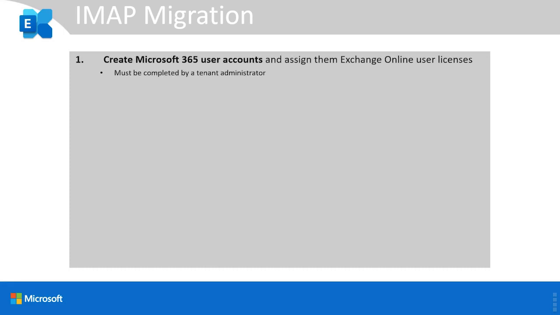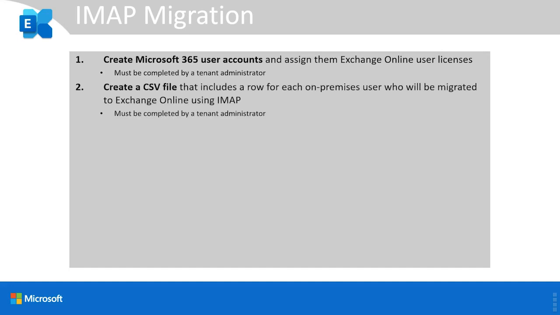You start by creating Microsoft 365 user accounts and assigning them Exchange Online user licenses. This must be completed by a tenant administrator. Then create a CSV file that includes a row for each on-premises user who will be migrated to Exchange Online using IMAP. This must also be completed by a tenant administrator. Create and trigger an IMAP migration batch using the migration dashboard.